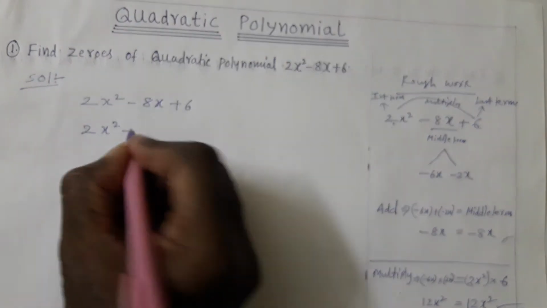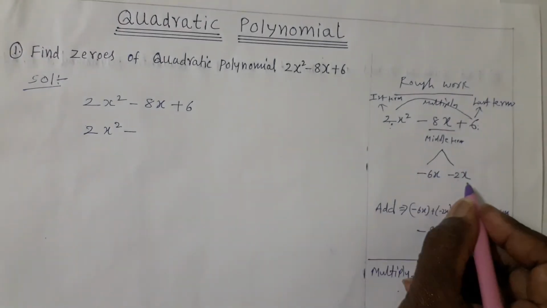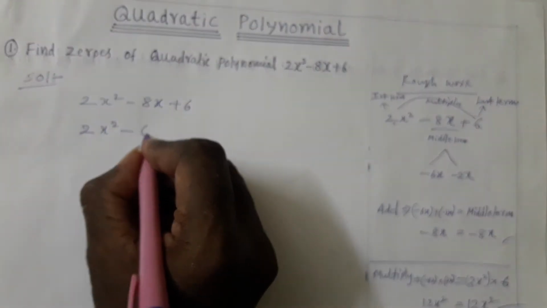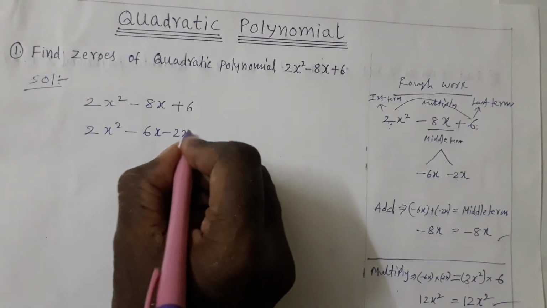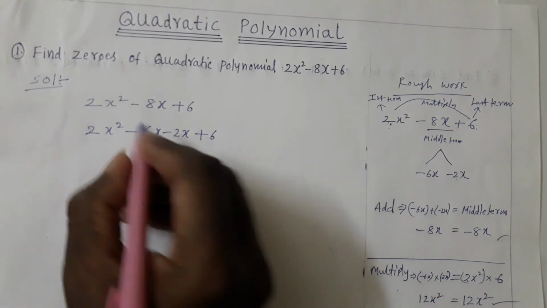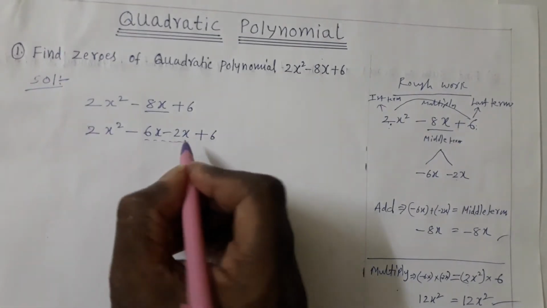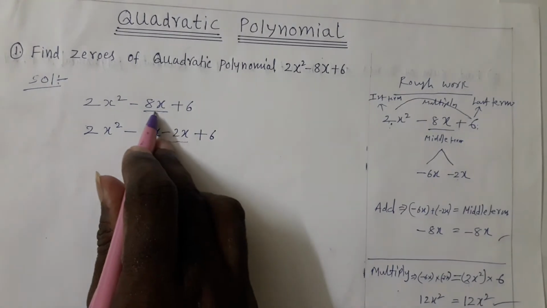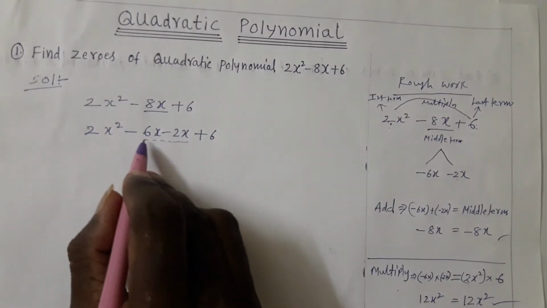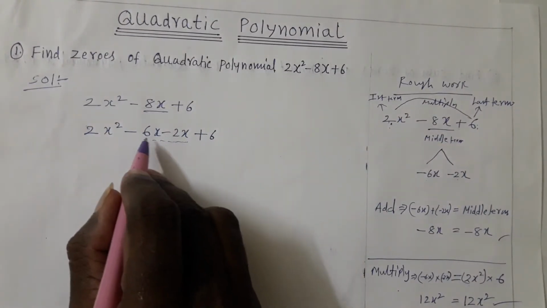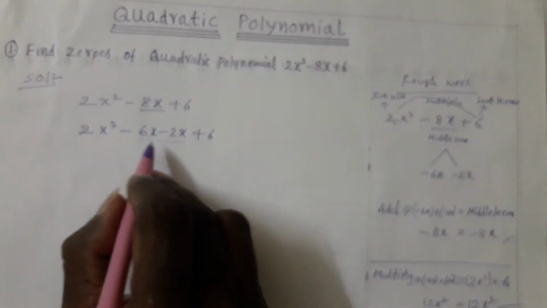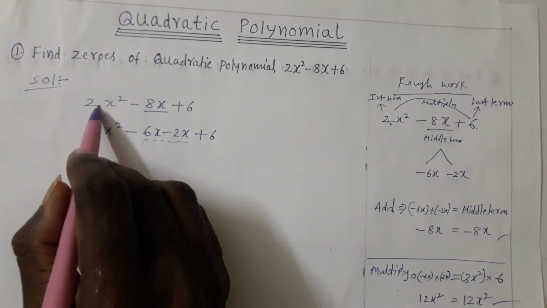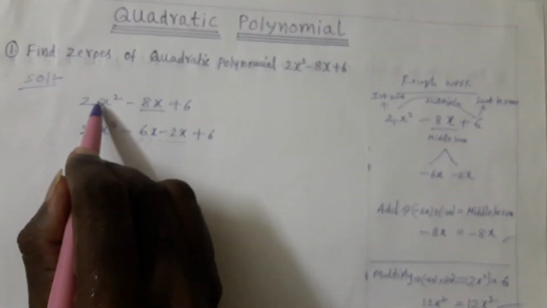2x square, the middle term we can split like this: minus 6x minus 2x plus 6. We can add these two terms. Minus 6x minus 2x is equal to minus 8x. If we multiply minus 6x into minus 2x, that is 12x square, that is equal to 2x square into 6, first term with last.